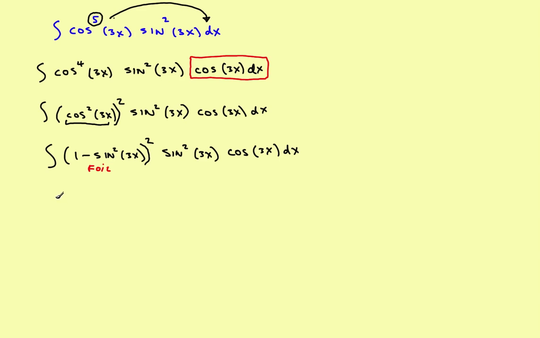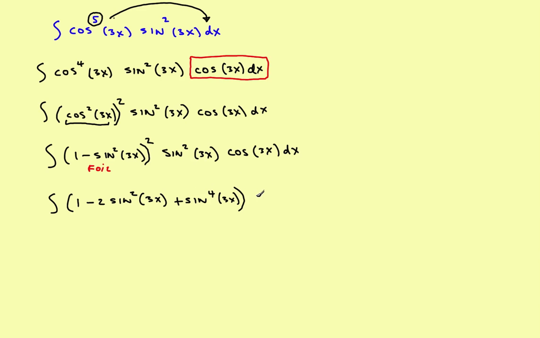So when you do that, it will turn into the integral of, now again, the first ones would be 1 times 1 would be 1. Then you've got minus 2 times the sine squared of 3x. And then finally the last one, sine squared times sine squared would turn into sine to the fourth, and it will be plus the sine to the fourth of 3x. We'll put parentheses around that. So this is what it looks like. If you take this and FOIL it, it'll turn into this.